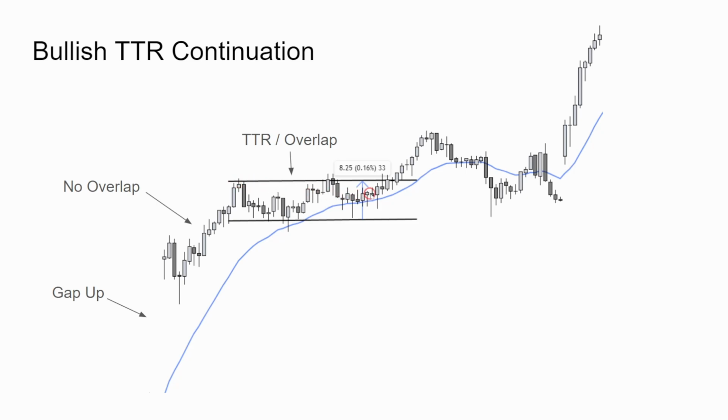Then we have a pullback into the EMA that becomes a tight trading range with overlap. See how it's sideways price action versus no overlap? This type of price action should be avoided and we wait for a breakout.